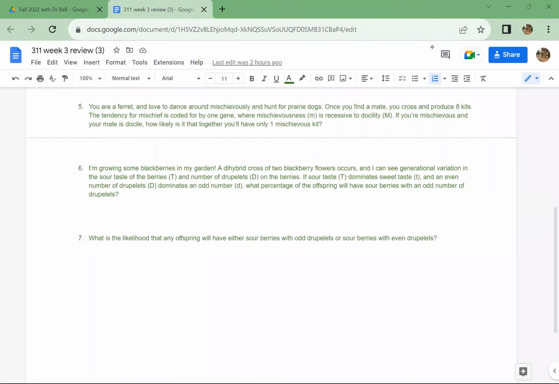Okay, enough of dragons. You are a ferret, and you love to dance around mischievously and hunt for prairie dogs. Once you find a mate, you cross and produce 8 kits. That's a baby ferret. The tendency for mischief is coded for by a single gene, where mischievousness is recessive to docility, mischievousness being represented by the allele lowercase m and docility by uppercase M. If you are mischievous and your mate is docile, how likely is it that together you'll only have one mischievous kit?